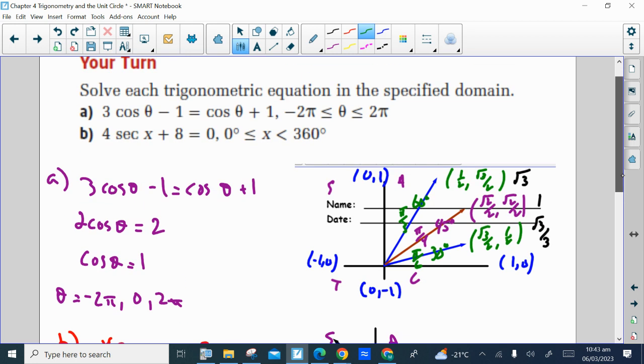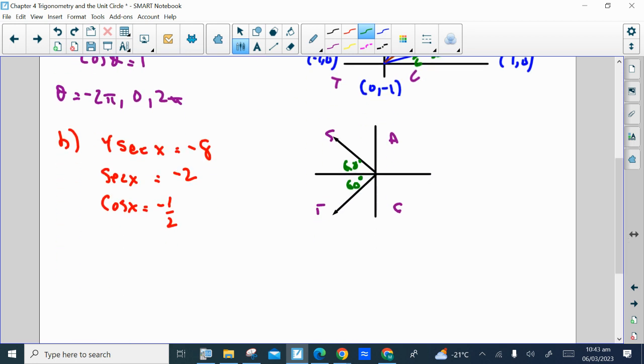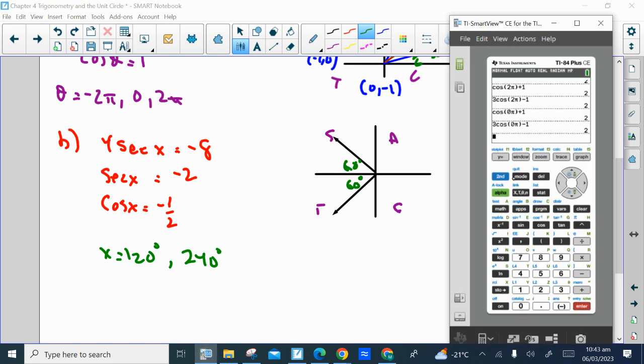In this case, if we check our domain, we're between 0 and 360. So the first angle will be 60 degrees short of 180, which is 120 degrees. The second one is 60 past 180, which is 240 degrees. There's our 2 answers that we would check, but now we have to be in degrees.